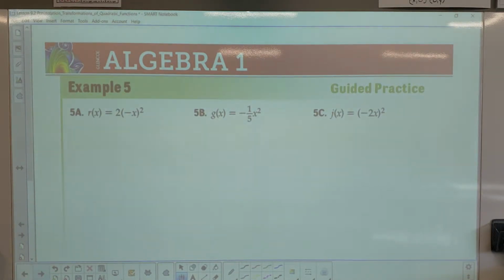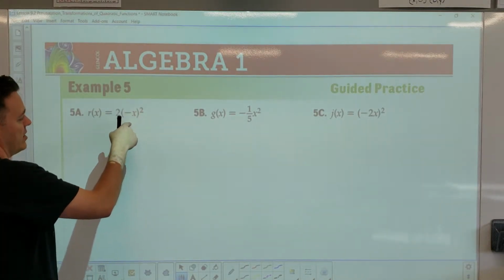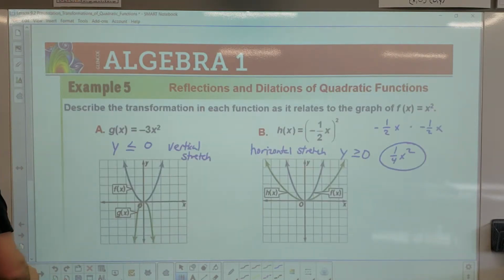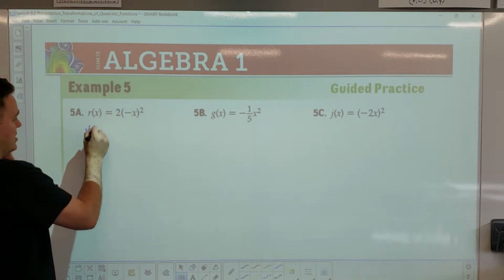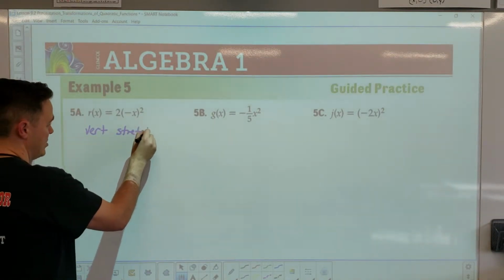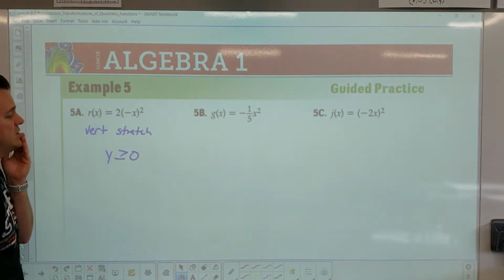Tell me if it's a reflection or not. All right, if I were to graph this one, this is a negative x, but if you square it, it's actually positive. So this is a positive value, and so remember what we're looking for is, what is it? This would be vertical stretch. All right, vert stretch. And we know the range is going to be every value greater than 0.